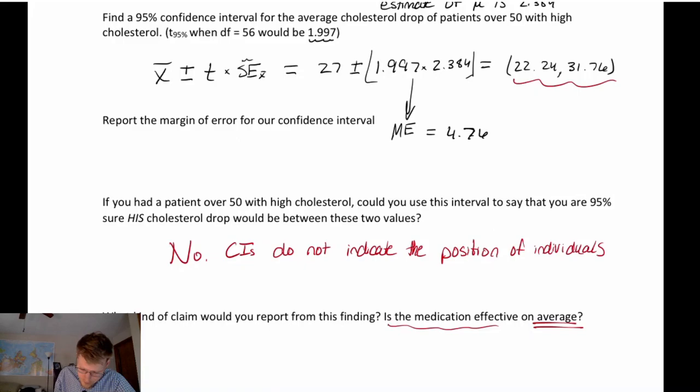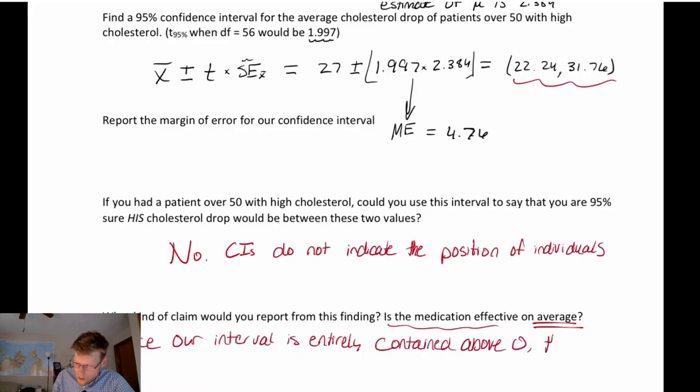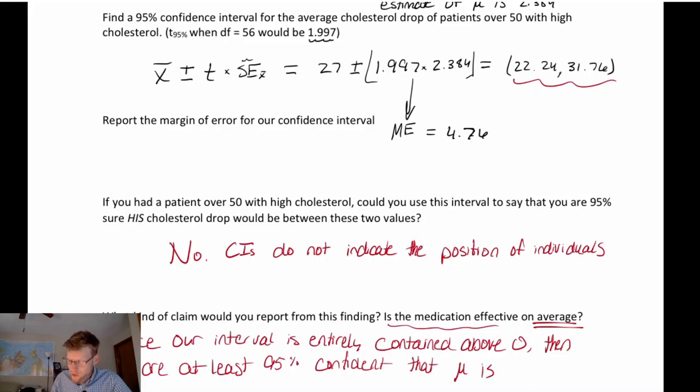So since our interval is entirely contained above 0, then we are at least 95% confident that mu is above 0, where we're saying that the units for the measurement here is drop. So the drop is above 0, which might be a little bit confusing.